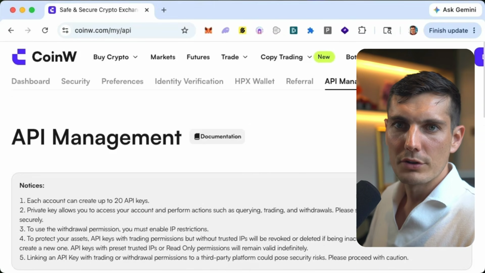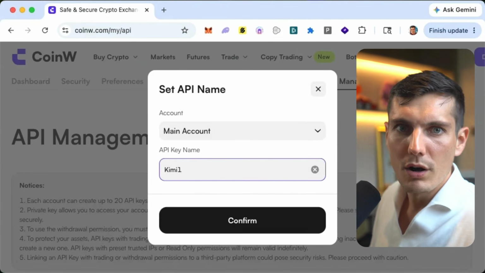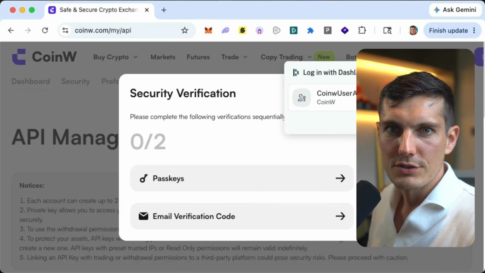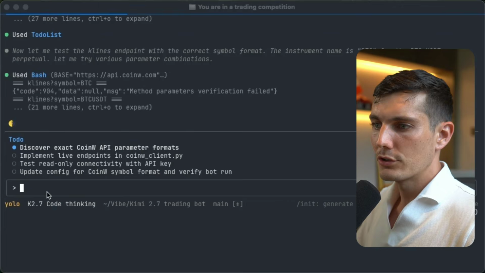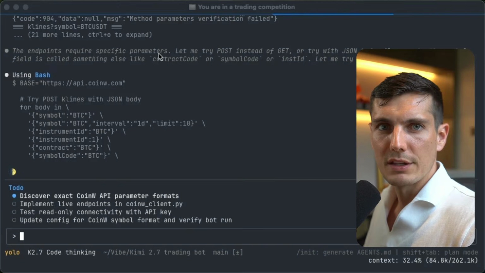When you start with CoinW, you click create API key, you choose the API key name on here, you confirm, then it's gonna ask you to validate with your security. I pasted the CoinW API keys. I authorized spot trading and futures trading, and now it's building the whole thing.